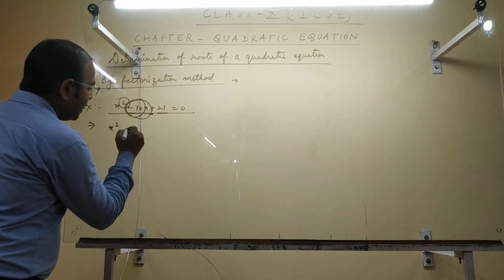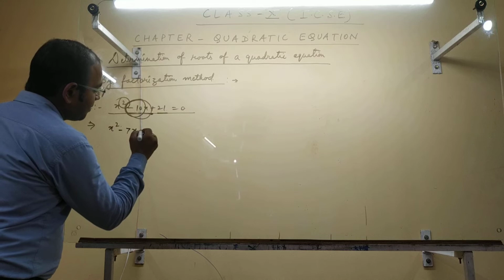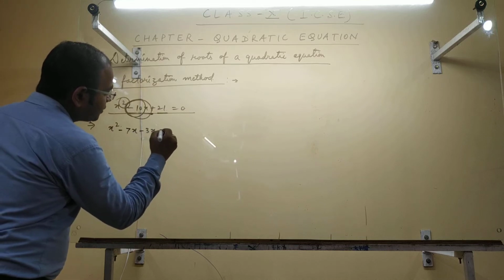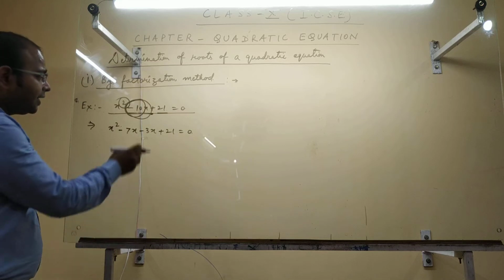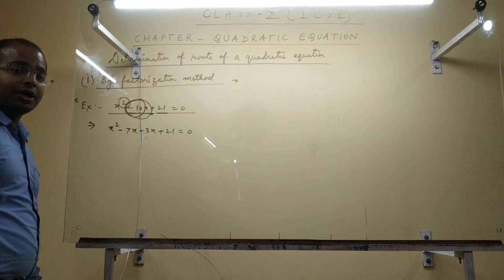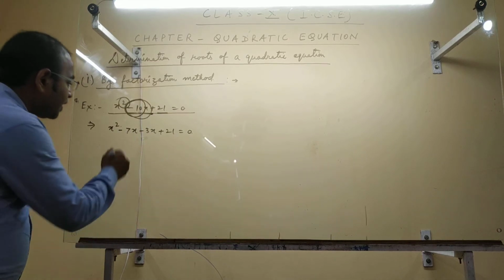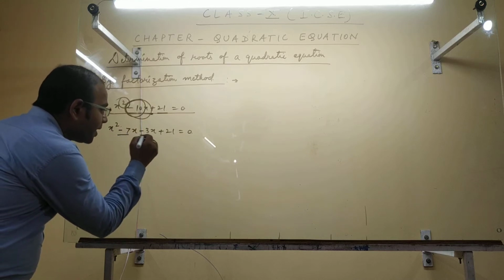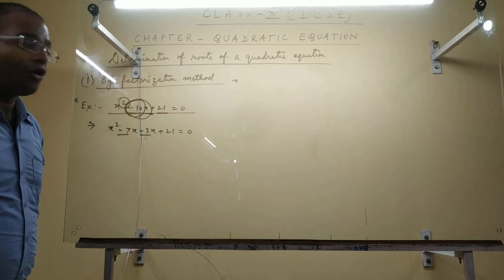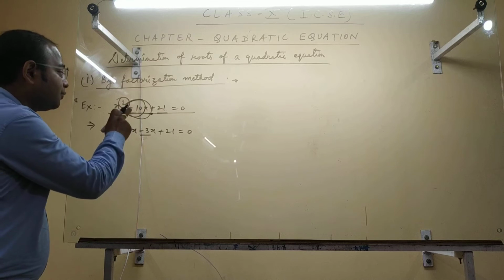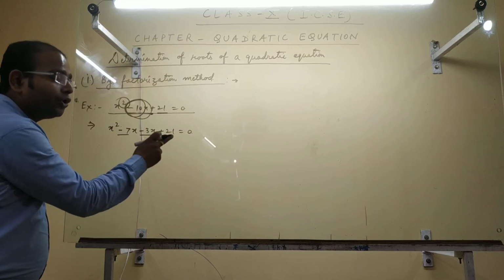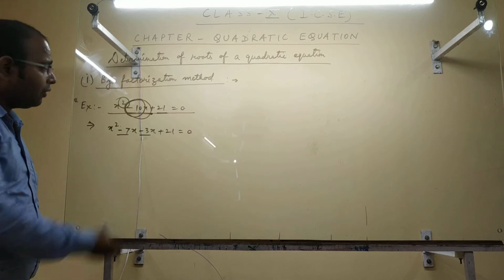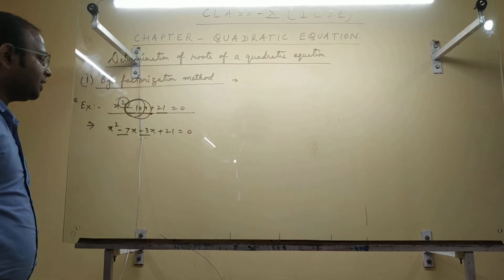So we will take x square minus 7x minus 3x plus 21. Why can it be taken like this? Why can it not be split into any other coefficients? Because if we look at -7 and -3, the sum of -7 and -3 is equal to -10, and the product of -7 and -3 is equal to 21. Now it is going to be very easy.